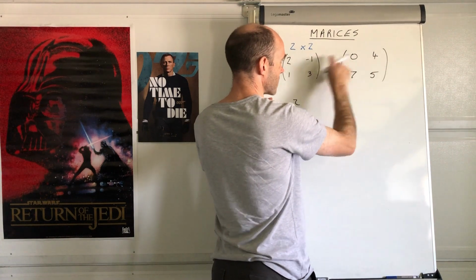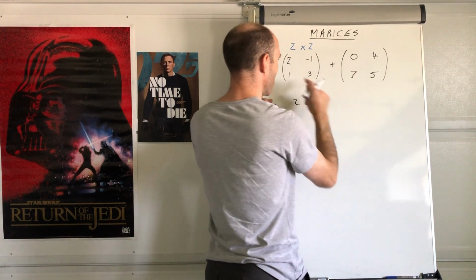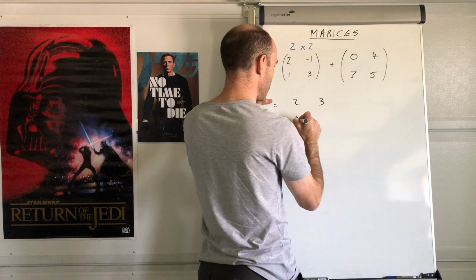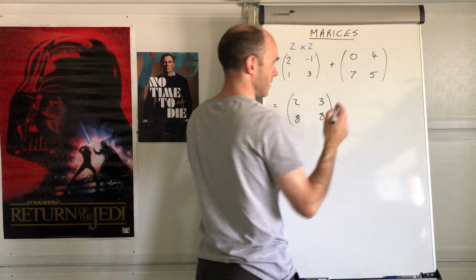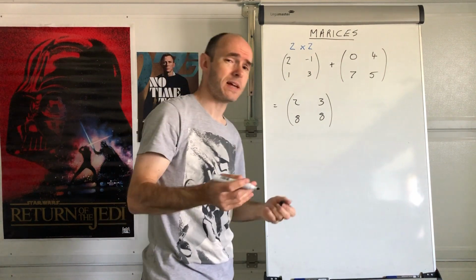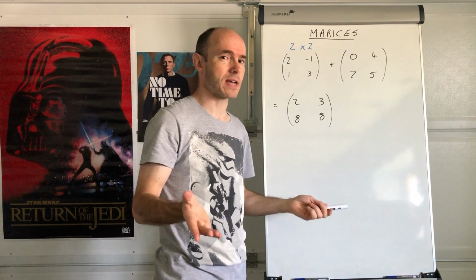-1 plus 4 is 3. 1 plus 7 is 8. 3 plus 5 is also 8, and done. Okay, that's it. I've added those two together. Fairly simple, isn't it? Subtraction works in exactly the same way.